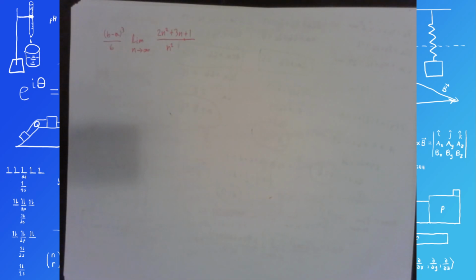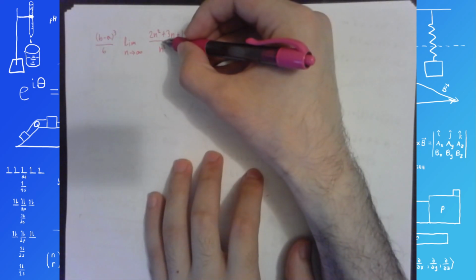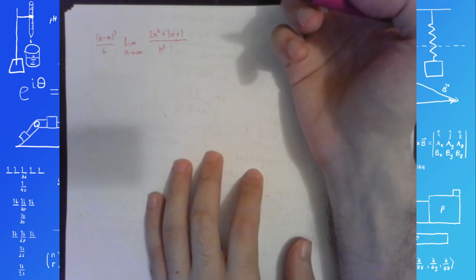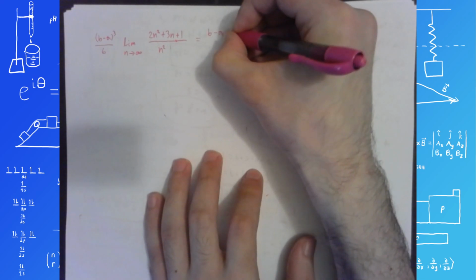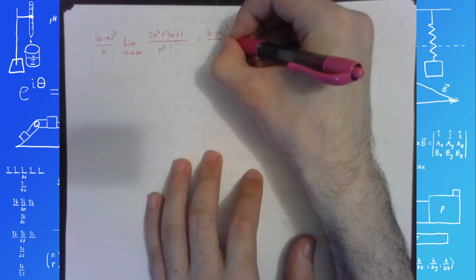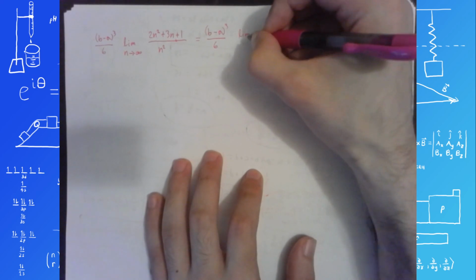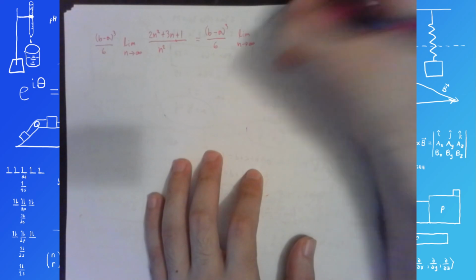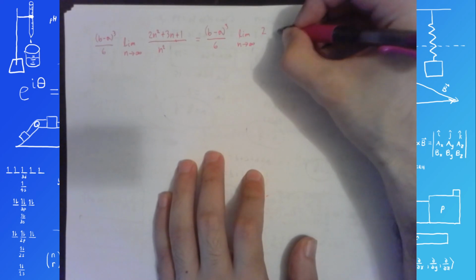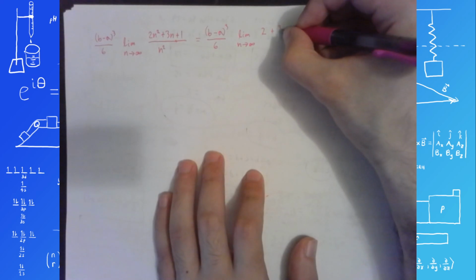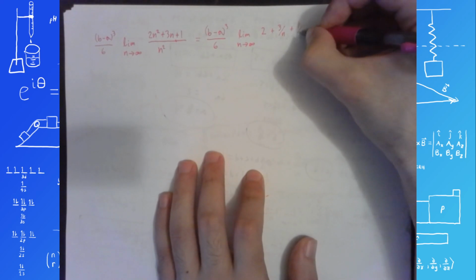And if I go ahead and distribute this n squared, essentially, then what I have is (b minus a) cubed over 6 times the limit as n approaches infinity of 2n squared over n squared, which is just 2, plus 3n over n squared, which is 3 over n, plus 1 over n squared.